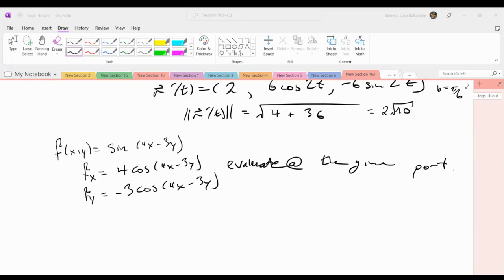This is another calculate the derivative, so I'll skip that.